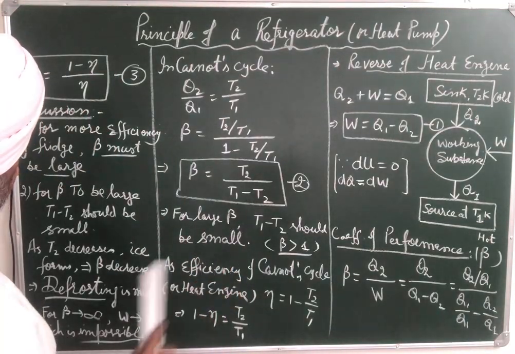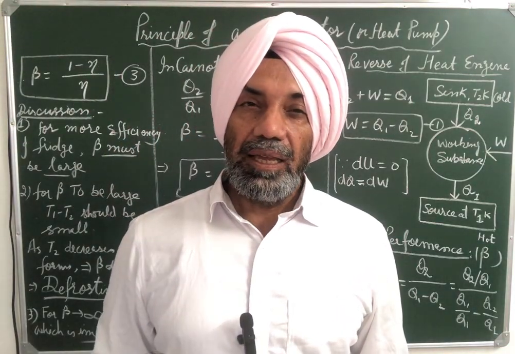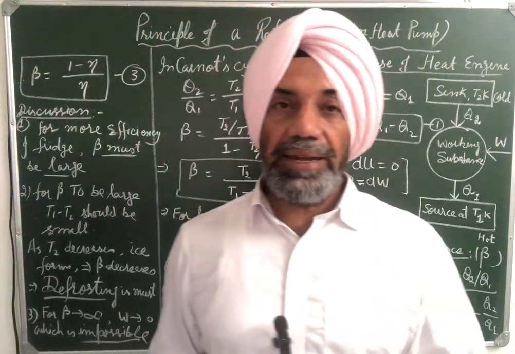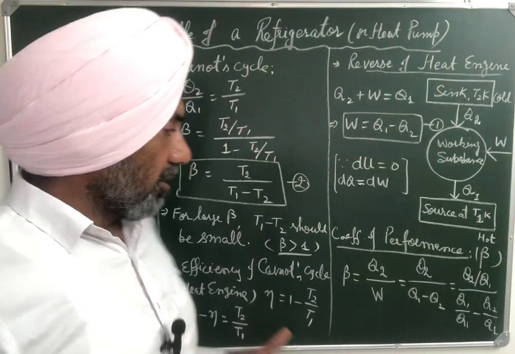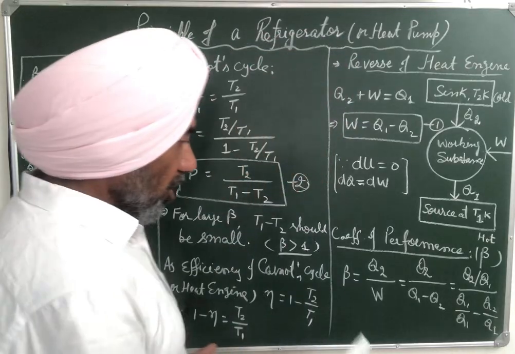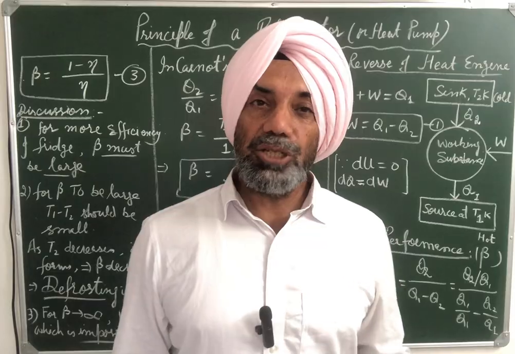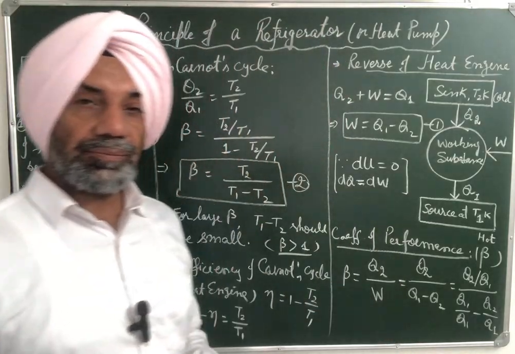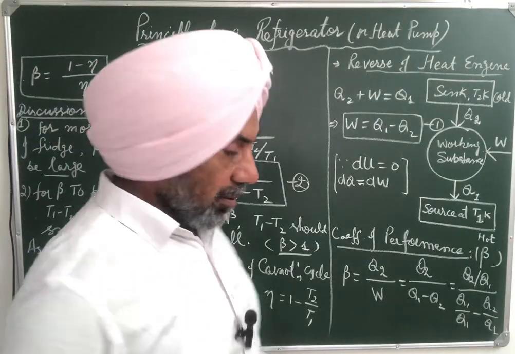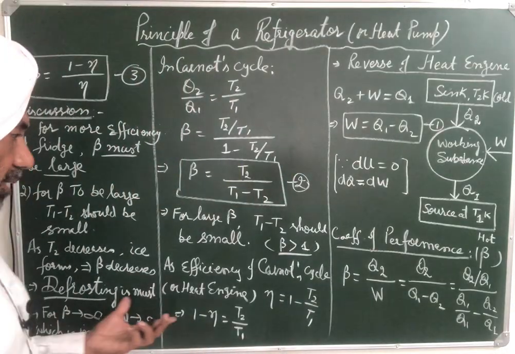Now for beta to be infinity, work done should be 0, but that is impossible. So coefficient of performance of fridge can never be infinite. So why efficiency or beta of a fridge can never be infinite? Because for beta to be infinite, W should be 0, which is impossible. So that's why beta can never be infinite.